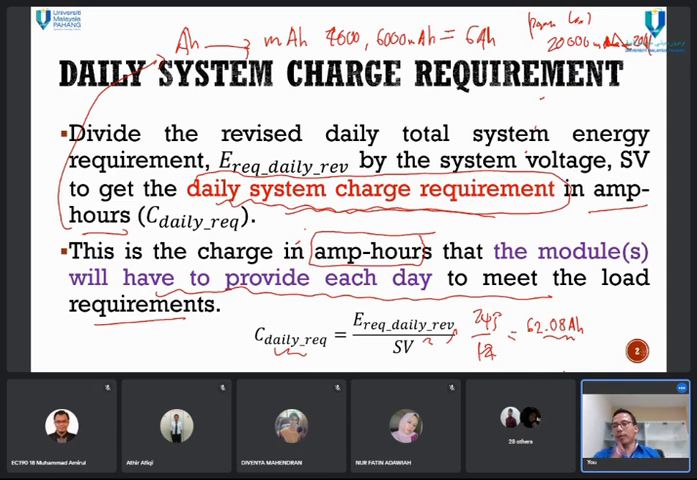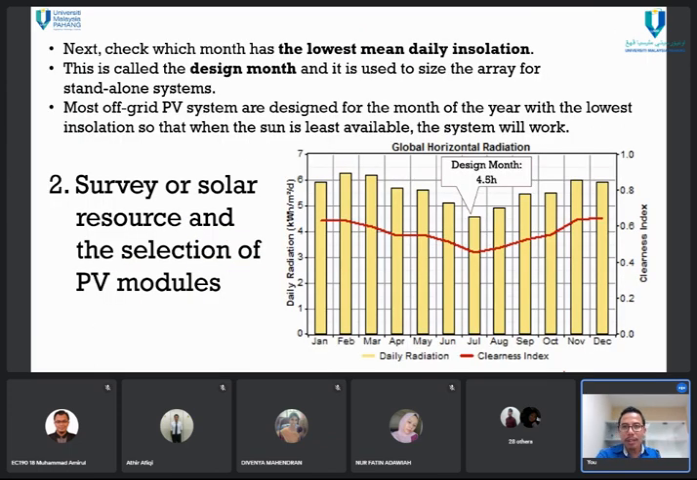Okay, 62 AH, no problem. But is it okay if we just use one simple battery of 1 AH? Is it true? After this we will know. Okay, a little more, 8 minutes. Okay, we now know the AH.